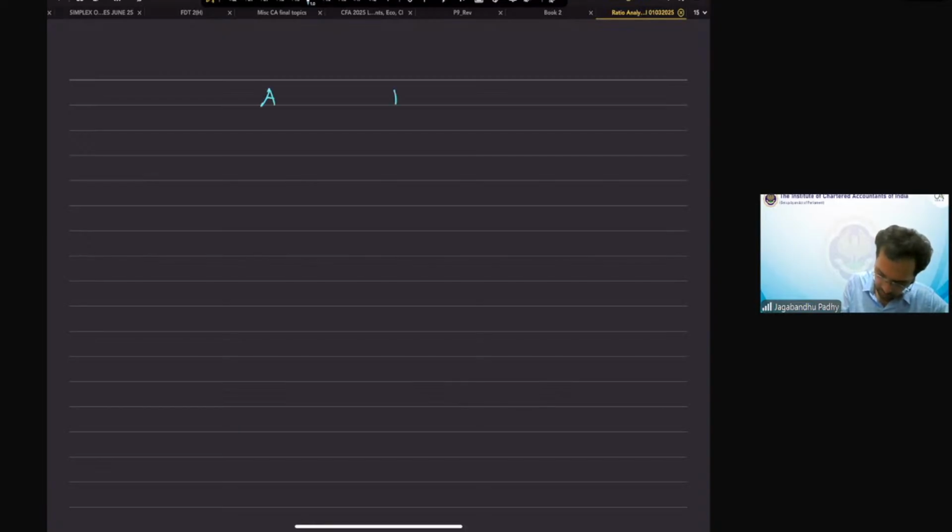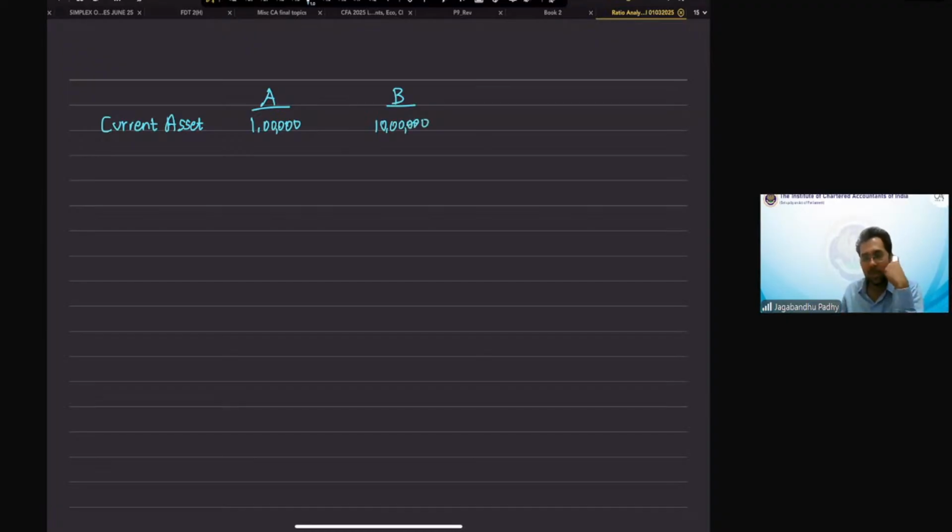So let us say we have got two companies, A and B. Company A is having some amount of current asset. A is having a current asset of, let's say, 1 lakh rupees. B is having a current asset of 10 lakh rupees.